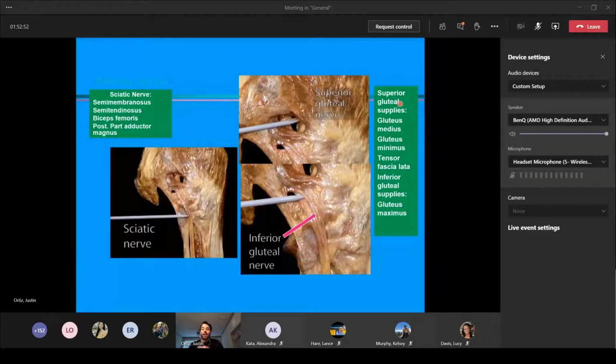He put a chart, but I gave you guys a chart already in order to memorize. The superior gluteal nerve is going to supply the gluteus medius and minimus, as well as the tensor fasciae latae. Don't sleep on the tensor fasciae latae, because you can easily categorize the medius and minimus, but don't forget the tensor fasciae latae is also superior gluteal nerve. The inferior gluteal nerve is going to be gluteus maximus.